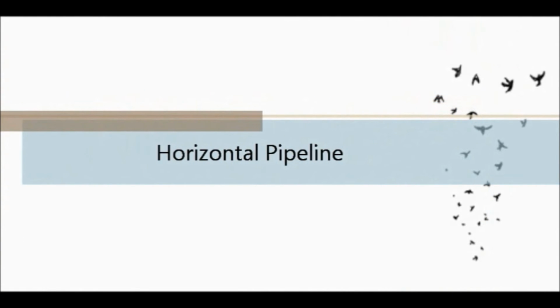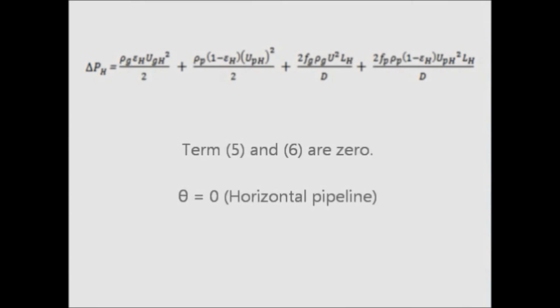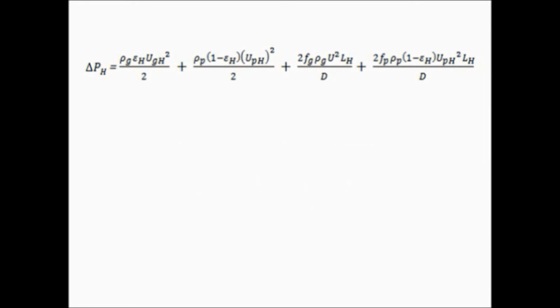For the horizontal sections calculation, terms 5 and 6 become 0 as theta is equal to 0 for a horizontal pipeline. Thus, the pressure drop of the horizontal pipeline is 917.10 Pascal.